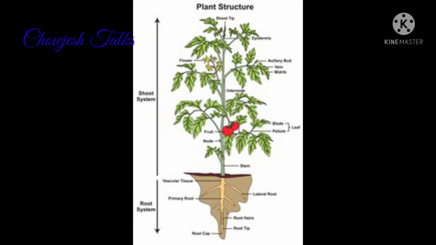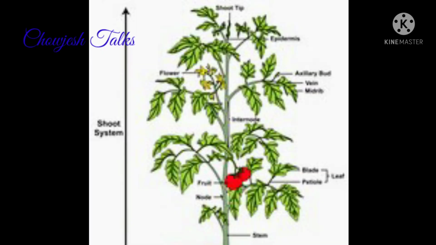A plant is divided into two main parts: shoot system and root system. Now let's discuss the shoot system. This is our shoot system. The part of the plant that grows above the ground is called the shoot system. The shoot system consists of stem, branches, leaves, flowers and fruits.